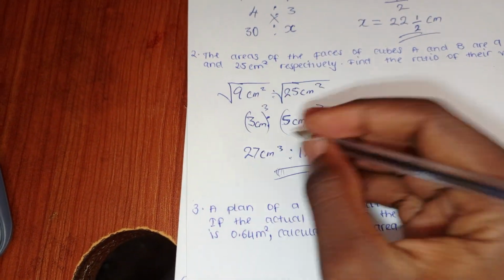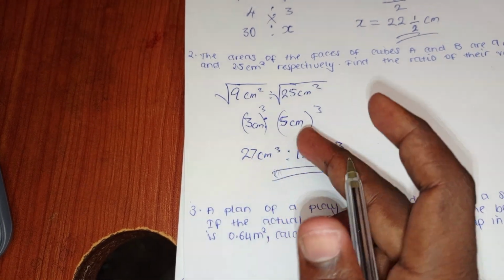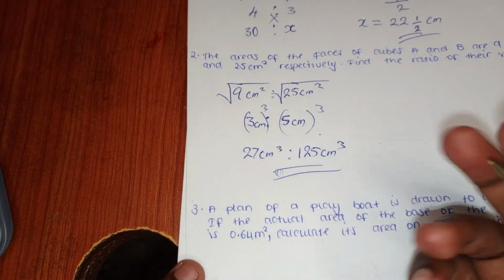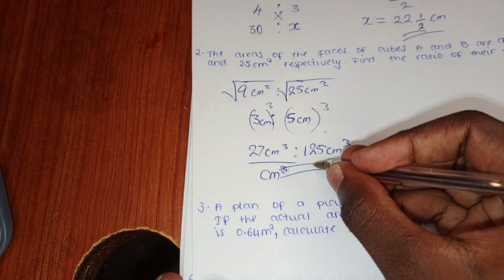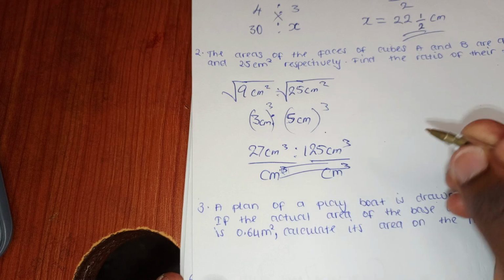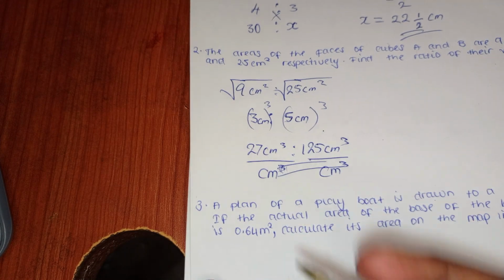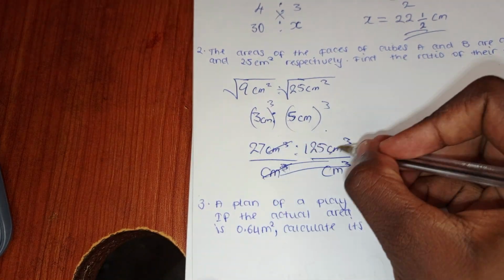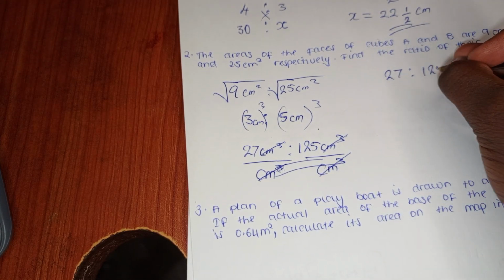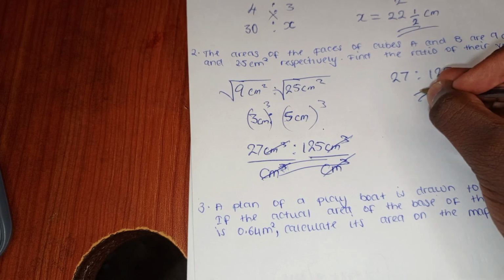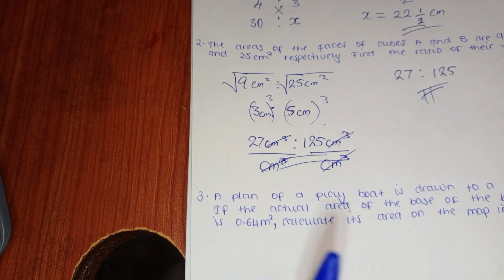Since we have their volumes here, 27 centimeters cubed to 125 centimeters cubed, and because we are finding the ratio, the units centimeters cubed cancel out. So we're going to have 27 to 125. That's the final answer.